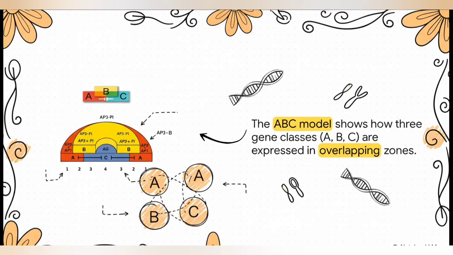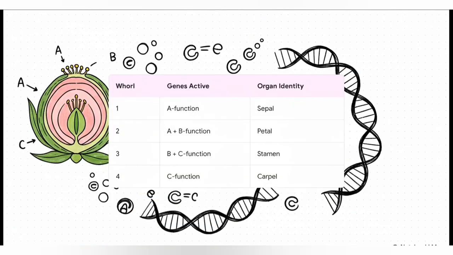So the genetic blueprint for this is, and this is wild, shockingly simple. It really just relies on 3 classes of genes. We call them A, B, and C. And as you can see here, these genes are just switched on in different overlapping zones across those 4 whorls. It creates a simple but incredibly powerful code. And here's the rule book.